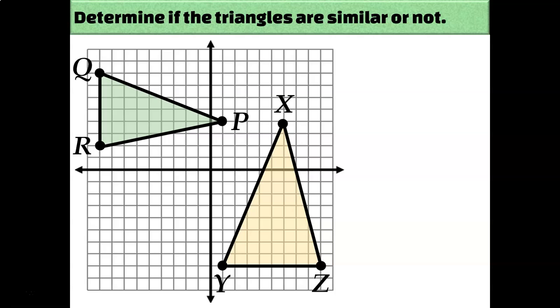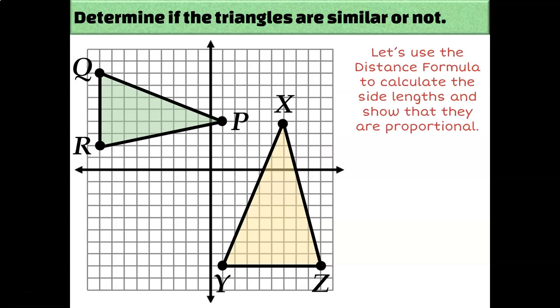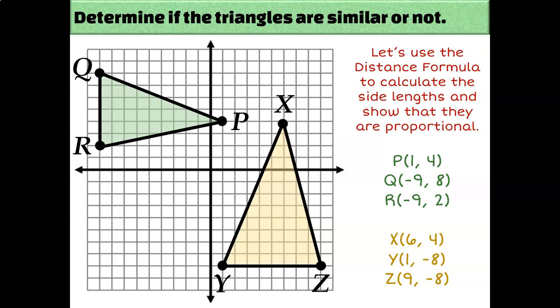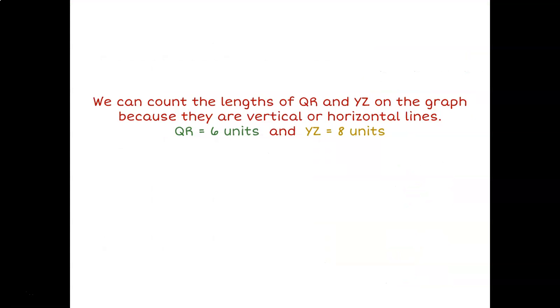One of the ways that you can prove that triangles in the coordinate plane are similar is by calculating their side lengths with the distance formula, and then showing that their side lengths are proportional. In order to use the distance formula, the first thing you need are the coordinates, so I'm just going to jot down each of the coordinates of my points real quick so I can use them to fill in my formula. The good news is, though, that we don't actually have to calculate all 6 of those side lengths.